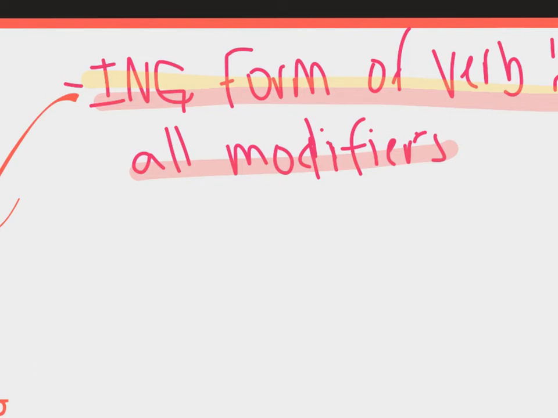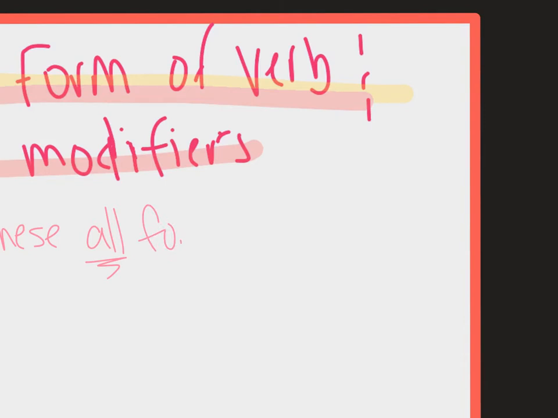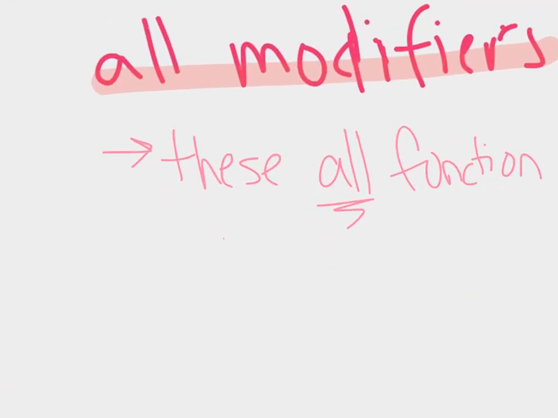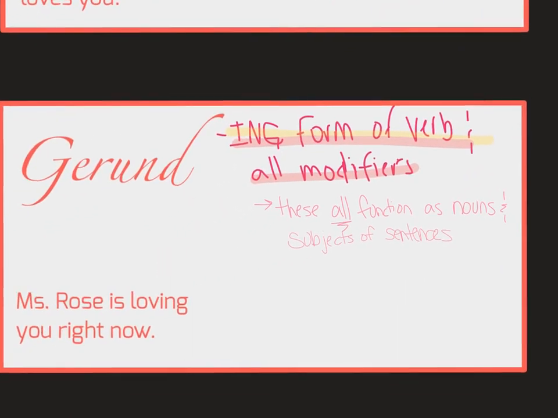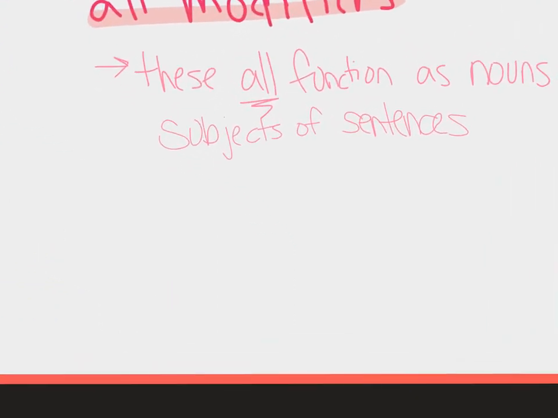So I'm going to use a different color, and I'm going to say the thing about a gerund is that these all function as nouns and subjects of sentences. What the heck does that mean, Miss Rose? Well, if I gave you an example sentence such as, I'll go back to my real color.